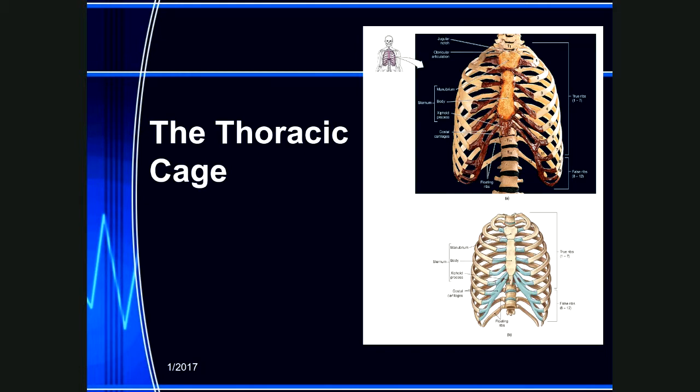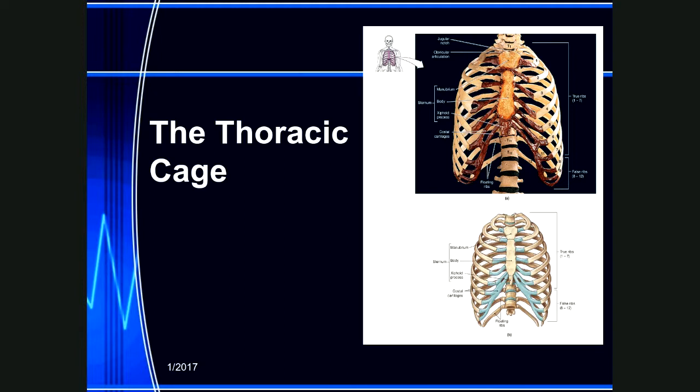Talk about the thoracic cage. The thoracic cage is also known as the chest area. It surrounds and protects the contents of the thoracic cavity, which includes the heart, the lungs, and major blood vessels.